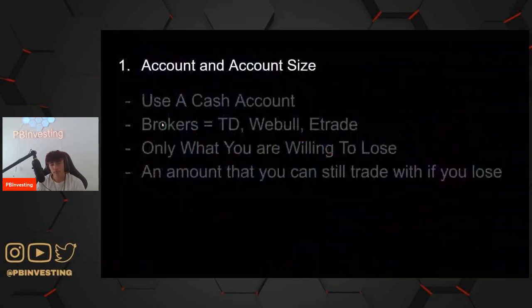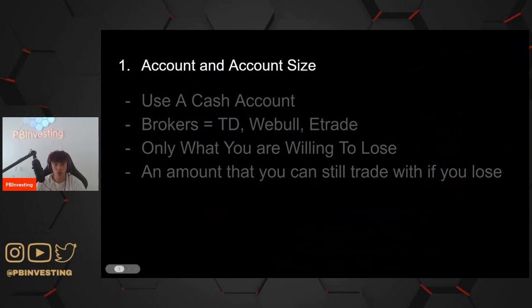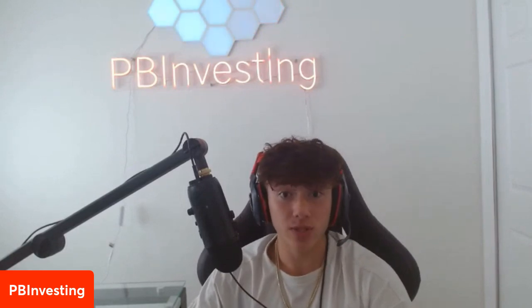Step one, what account should you use and how much you put into each trade, your account size, etc. First things first, you need a good broker. I like TD Ameritrade or E-Trade if you're under the age of 18. If you're over the age of 18, you could use Webull as well. Next, what kind of account should you use? I would definitely recommend using a cash account.